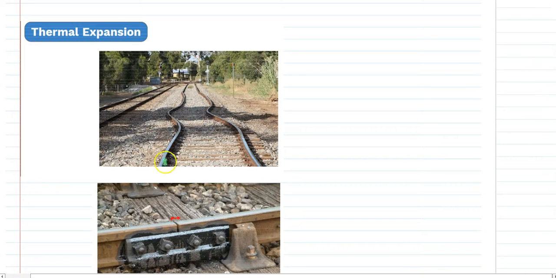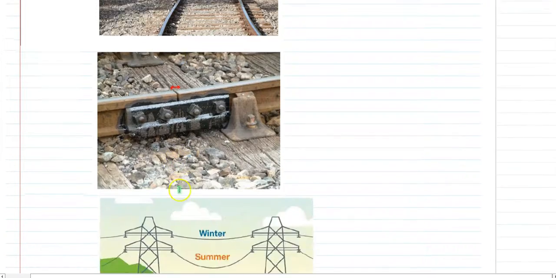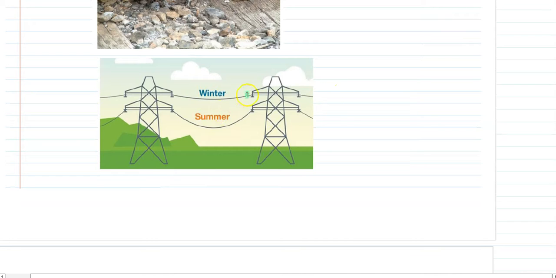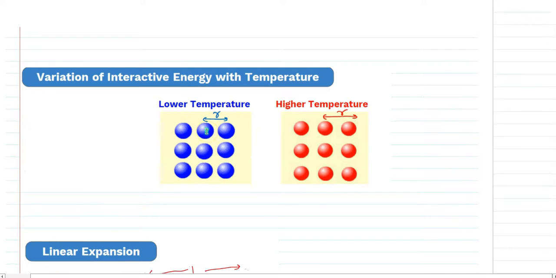We have studied that we have to leave a space between two rails to prevent accidents due to thermal expansion. And we know the hanging portion of the current wire becomes tight in the winter season, and becomes loose in the summer season.